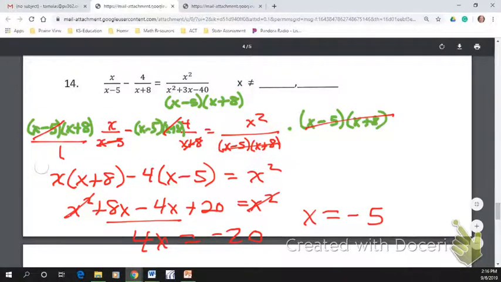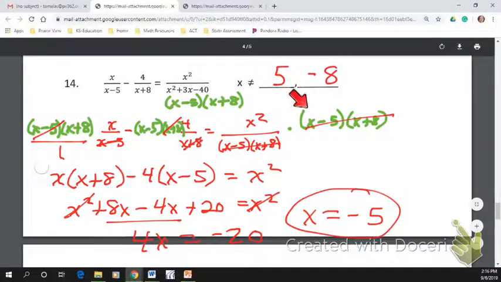Oh, and what were my excluded values? I never even wrote them down. 5. Ooh, 5 and negative 8. So is it okay to have a negative 5? Yeah. So that is an okay answer. Now, if that would have been a positive 5, you'd have had to throw this out and your answer would have been no solution.